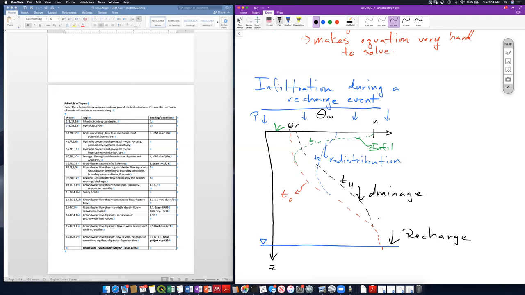Is this a stepwise situation? No, it's not stepwise at all. These are just four times that we've taken a snapshot and thought about the major processes that are occurring. During any one precipitation event, the saturation content will smoothly vary between these states. I'll show you an example here of some simulations of unsaturated flow, and you can get a feeling for what these things look like. But basically, these are just four snapshots. It smoothly varies from infiltration through redistribution and drainage. These are just characteristic points in time.